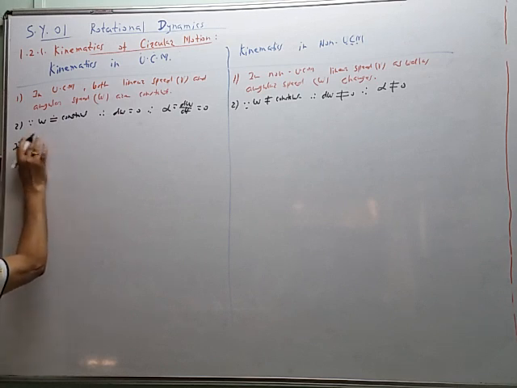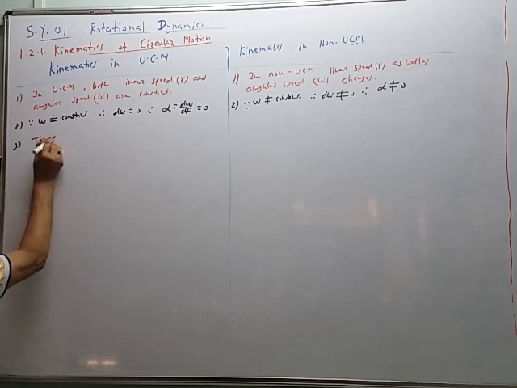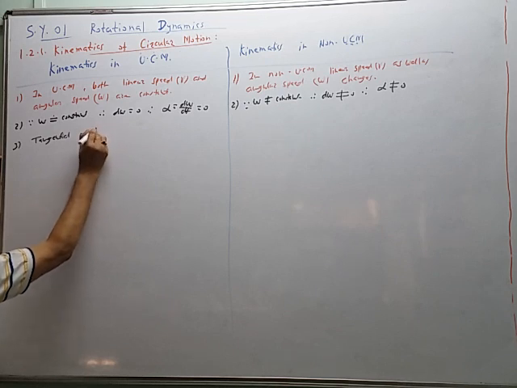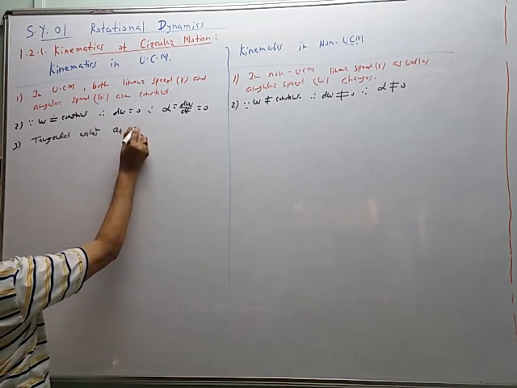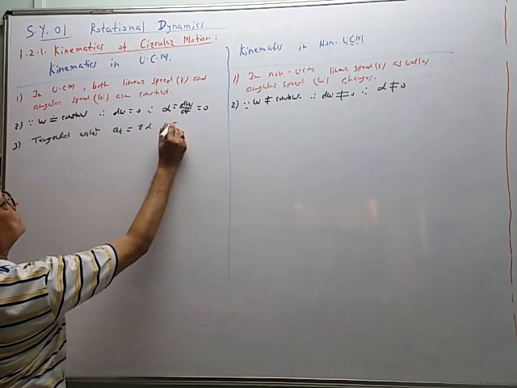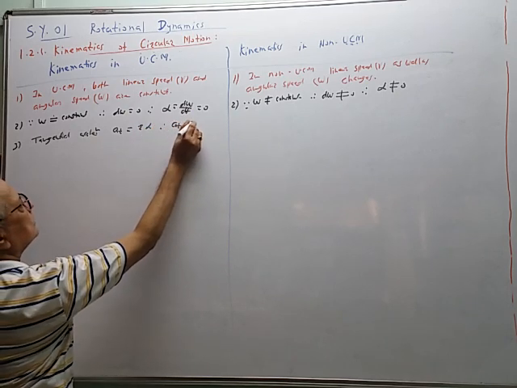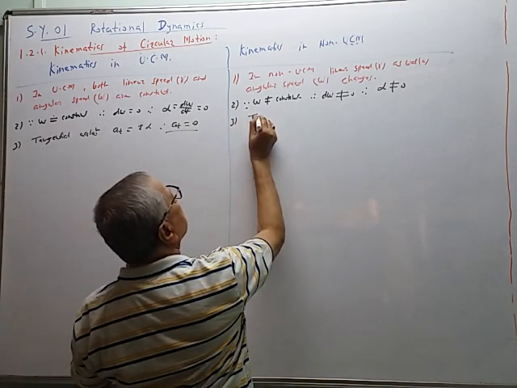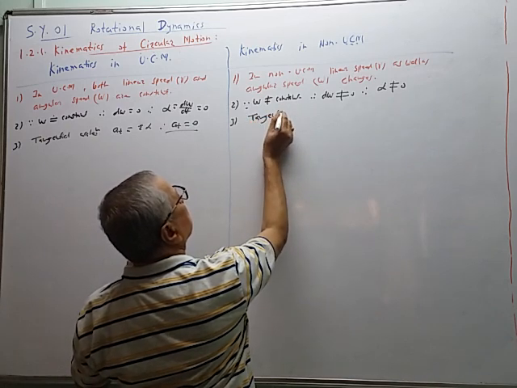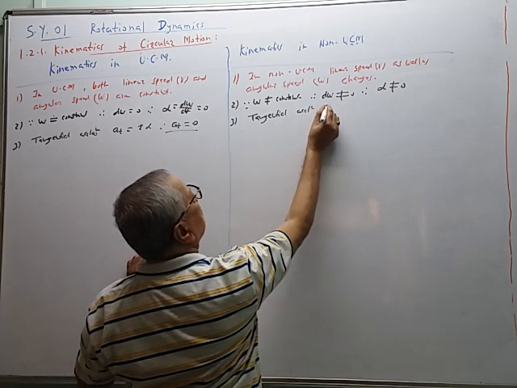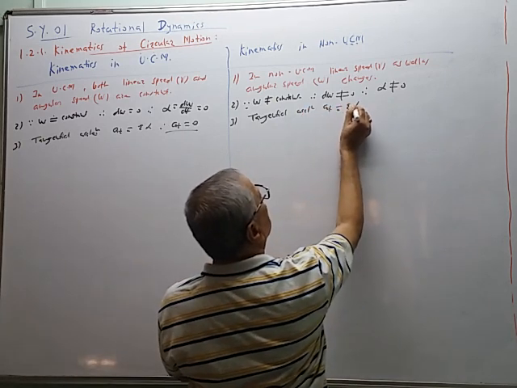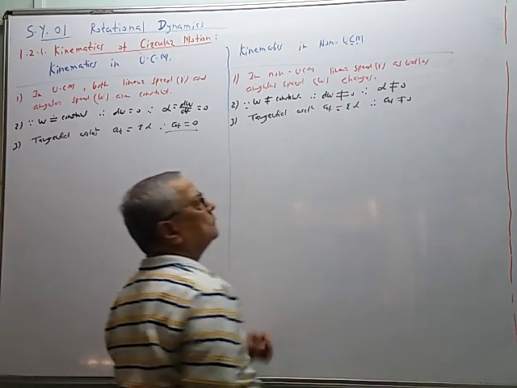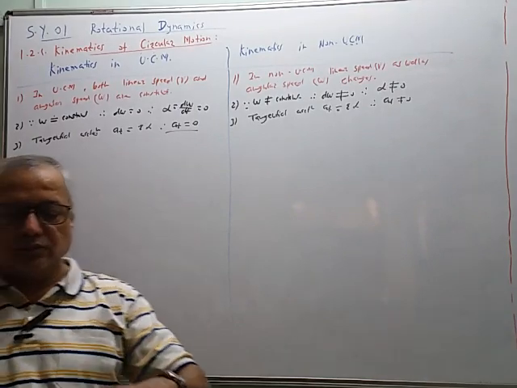Third, tangential acceleration at is equal to r alpha. So alpha is equal to 0, therefore at is equal to 0. On this side, tangential acceleration at is equal to r alpha. So alpha is not 0, therefore at is not equal to 0.